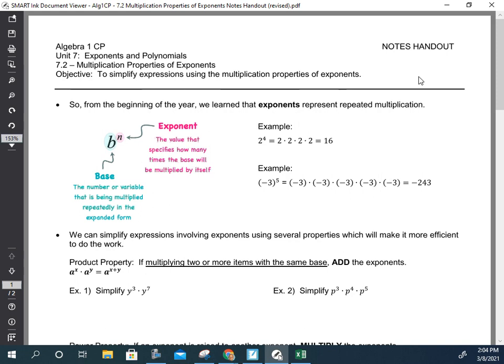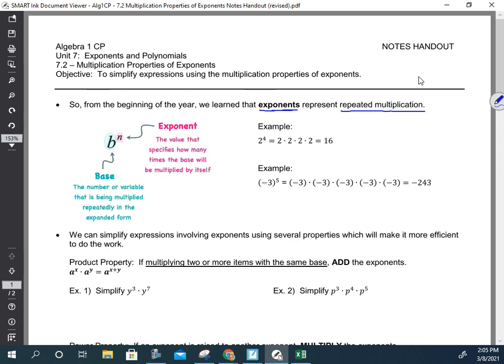So, unit number 7 focuses on exponents and polynomials. So we're looking at different functions outside of just lines. Let's go back to something that we did at the very beginning of the year. So at the very beginning of the year, we learned that exponents represent repeated multiplication.